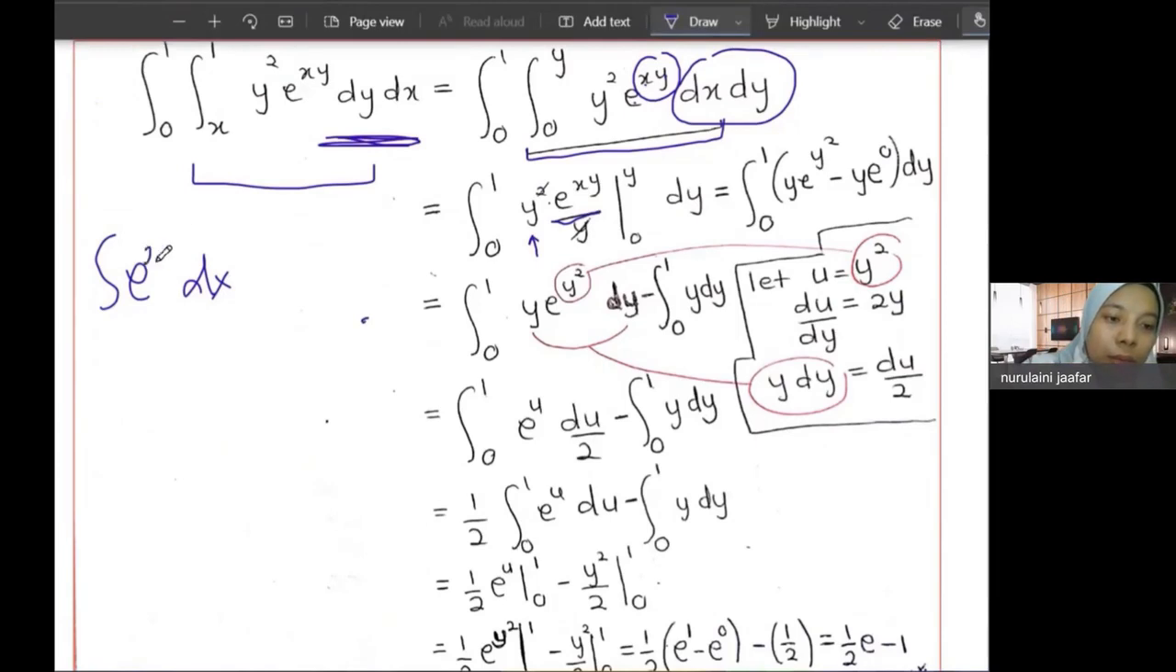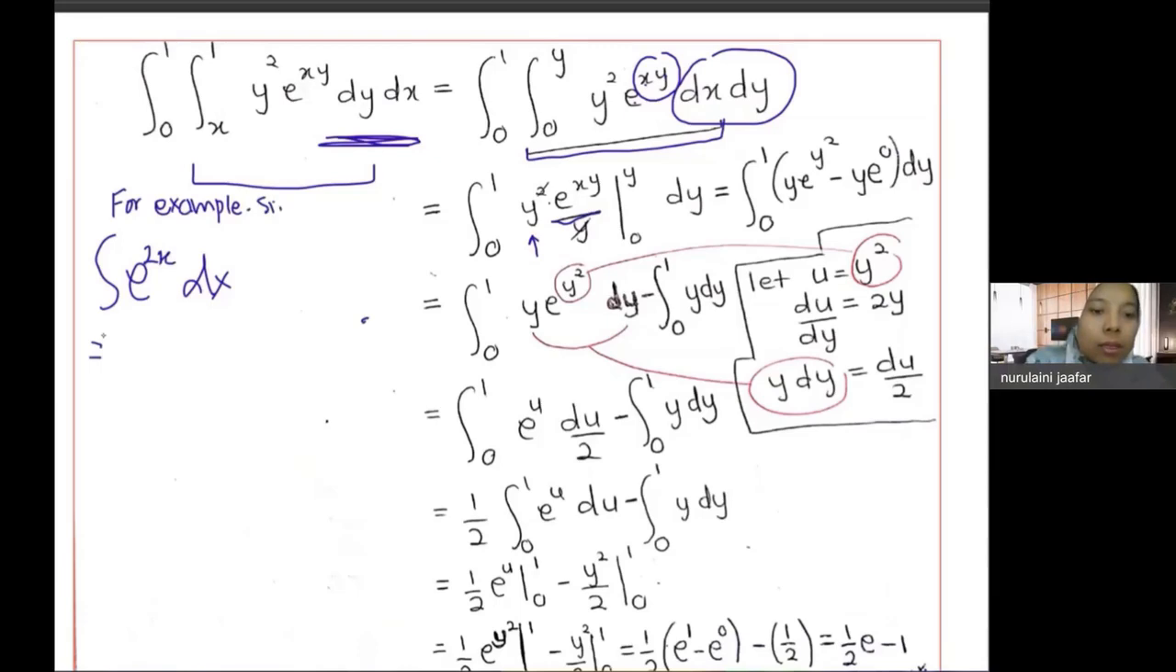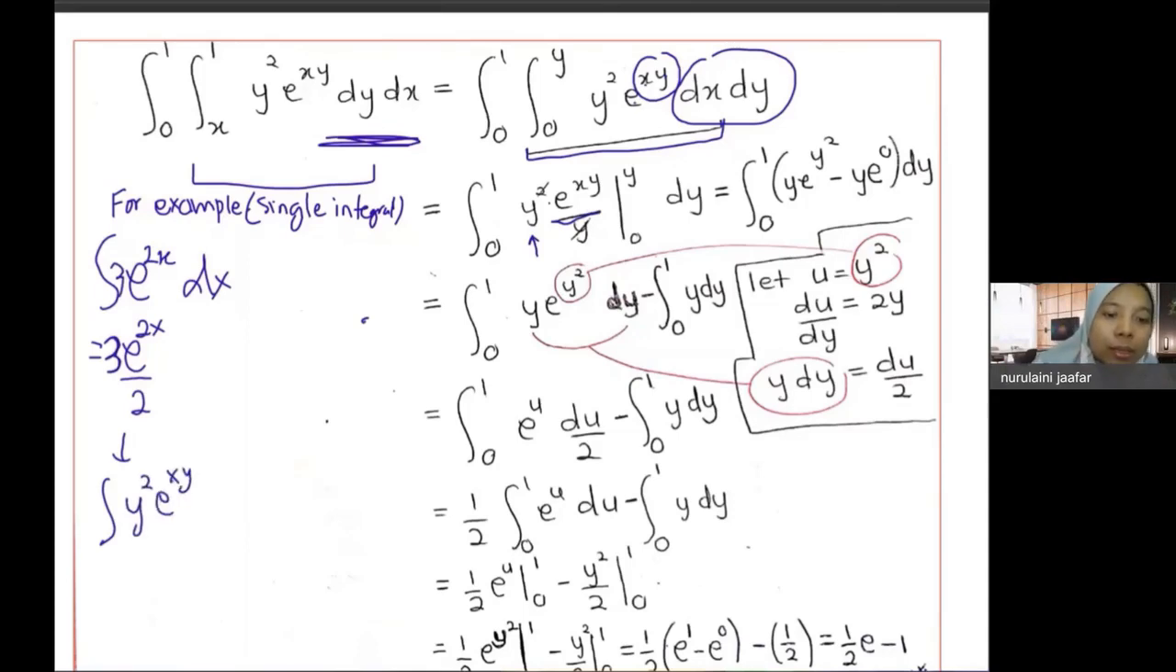E to x. Okay, what do you get? Single integral. Okay, integrate e to x, what do we get, class? E to x divided by 2, right? Okay. So, same thing, if you want to integrate, let's say I put 3 here. So, you get 3 e to x divided by 2, right?